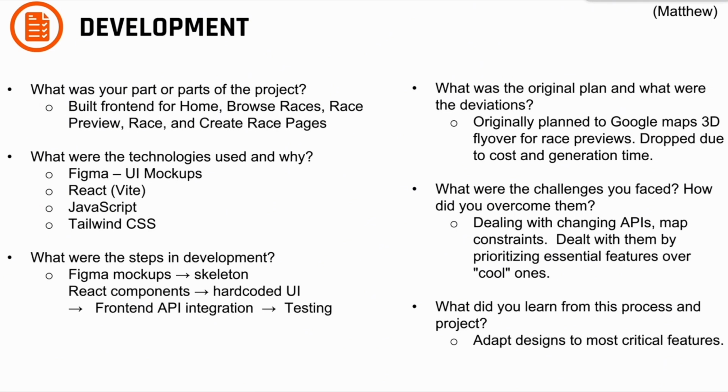What were some challenges you faced and how did you overcome them? I guess dealing with changing APIs and the constraints around mapping, and I dealt with this by prioritizing essential features, making sure users could reliably browse and view and create races. And what did I learn? Well, overall, this taught me to adapt my designs to the most critical features rather than chasing the flashiest idea, and keeping the front end flexible as the back end and requirements evolve over time.